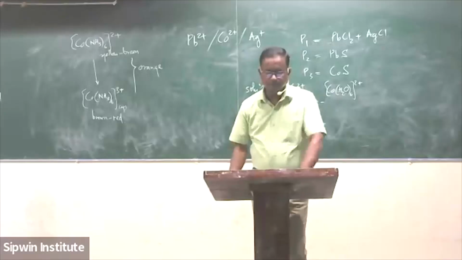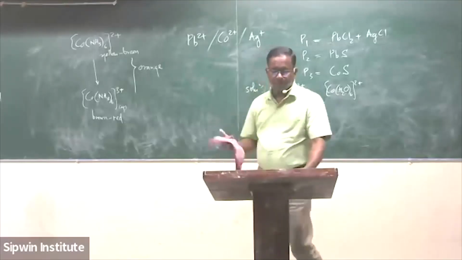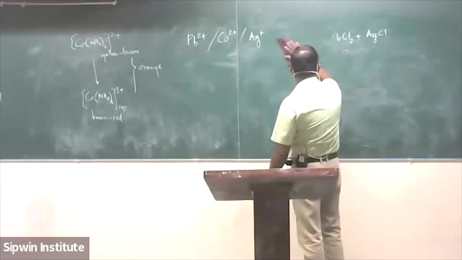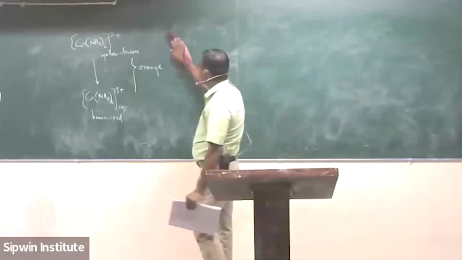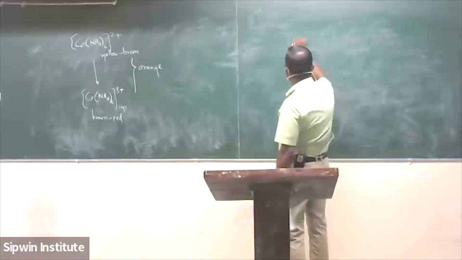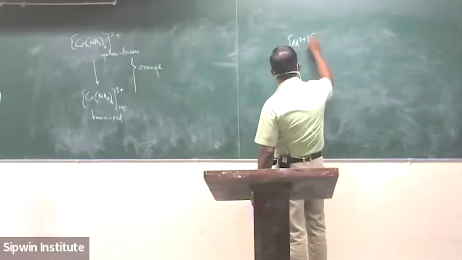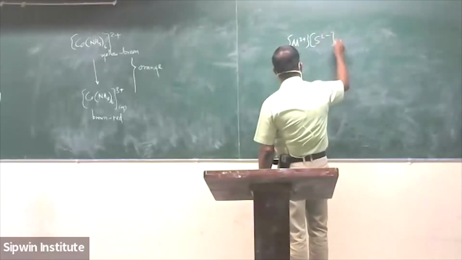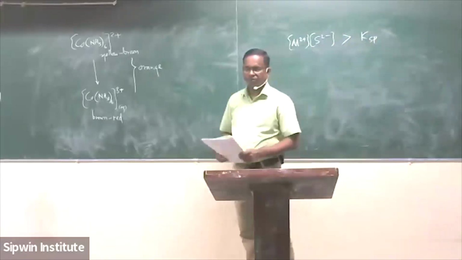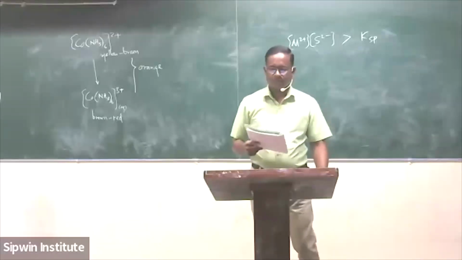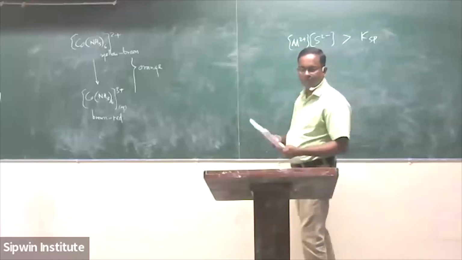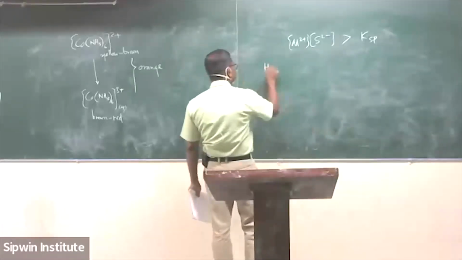Right, in writing the answer: to precipitate the cations as their sulfides, the concentration product should be more than Ksp. Then precipitation is possible. Then in acidic medium, H2S dissociation, you have to give that one.